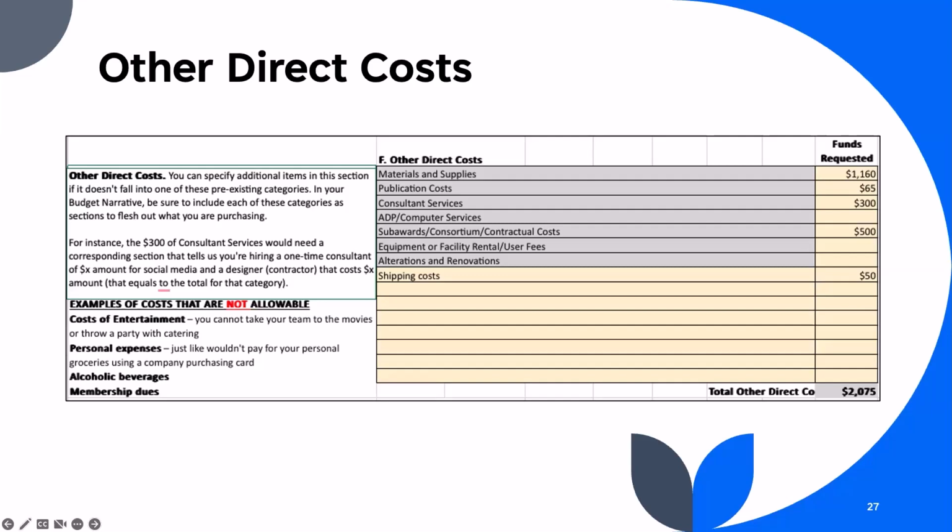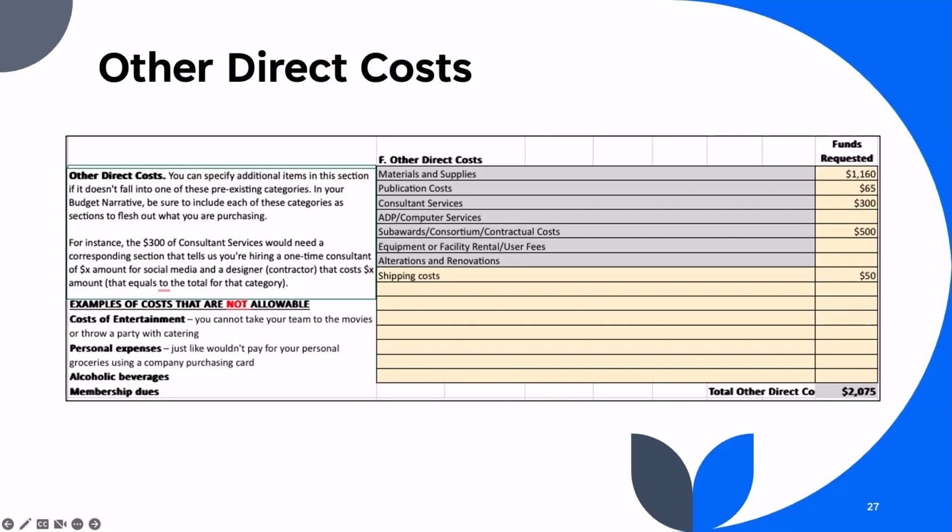In your budget narrative, make sure to include these categories and flesh them out. Even though it's just a really brief list here in the budget spreadsheet, you'll want to list each one of these subcategories out and have a description for each one explaining the total for each one, not just the total for overall section F.